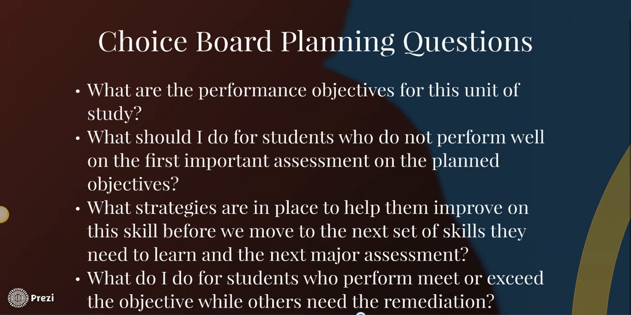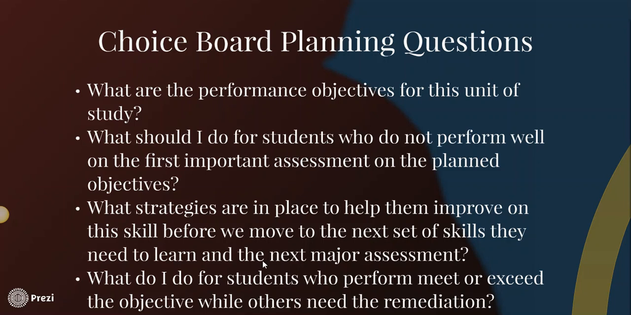And then I asked them, before they started their time of work and planning their own choice board, to consider some questions like, what are the performance objectives for the unit you're studying? What should the students do who do not perform well on the first important assessment that's planned? How do I manage that? What strategies are in place to help them improve this skill before we move to the next set of skills that they need to learn in the next major assessment?